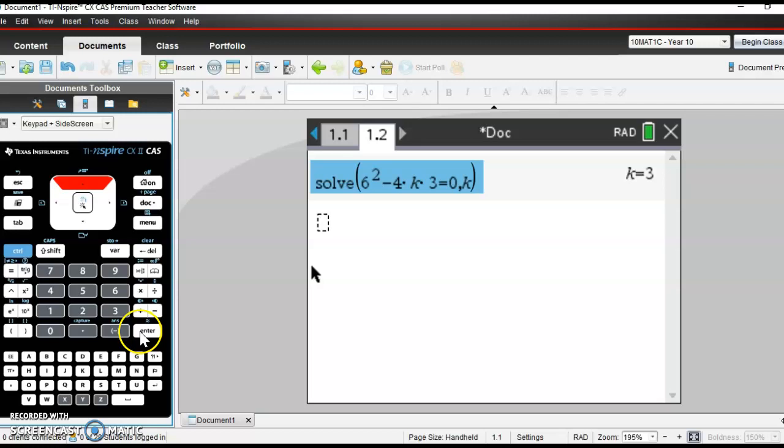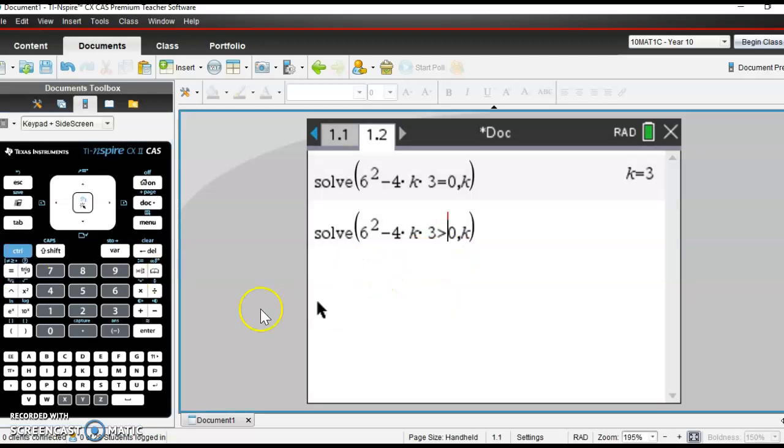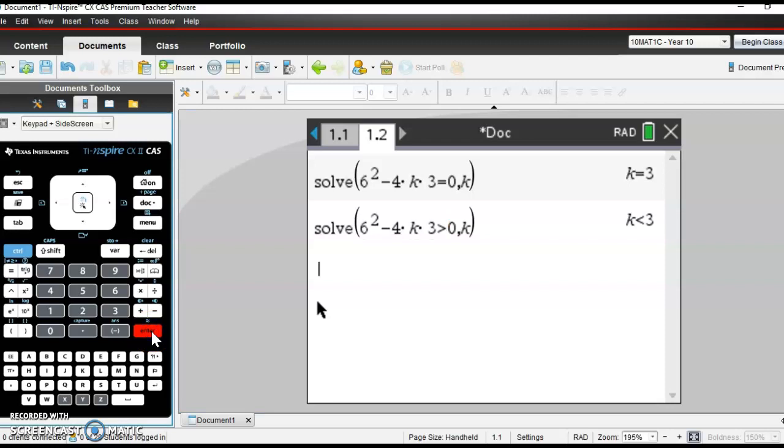Just simply cursor up, press enter, and change that equal sign to, for 2 solutions, greater than 0. Remember, the discriminant tells us how many solutions based on whether it's equal to 0, or in this case, we want greater than 0 for 2 solutions. And there you are. All k values must be less than 3. So k equals 2 gives 2x squared, and so on.